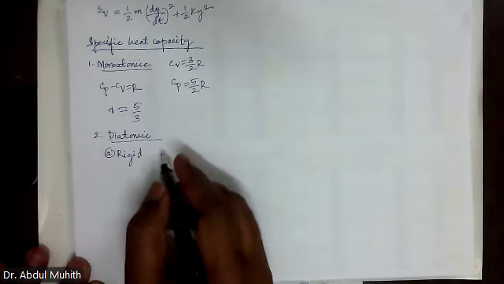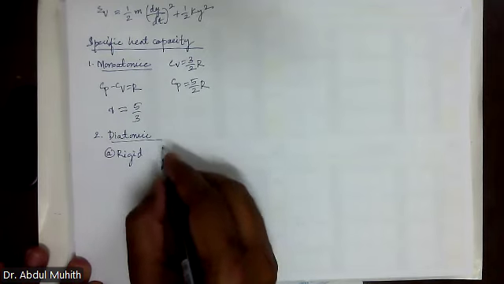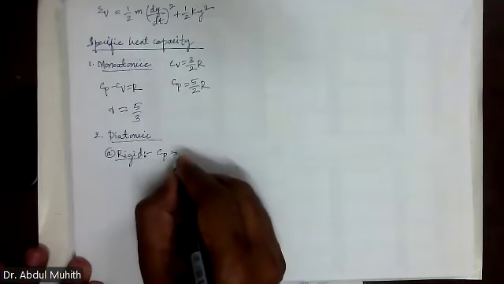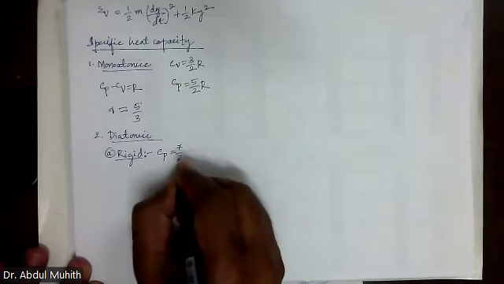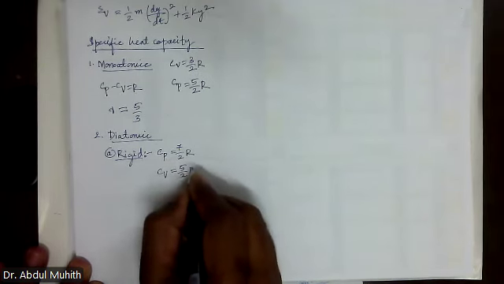Second one, we have diatomic. In diatomic, we have two types. The first one is rigid. In rigid diatomic, Cp and Cv: Cp is equal to 7 by 2 R, Cv is equal to 5 by 2 R, and gamma is equal to 7 by 5.